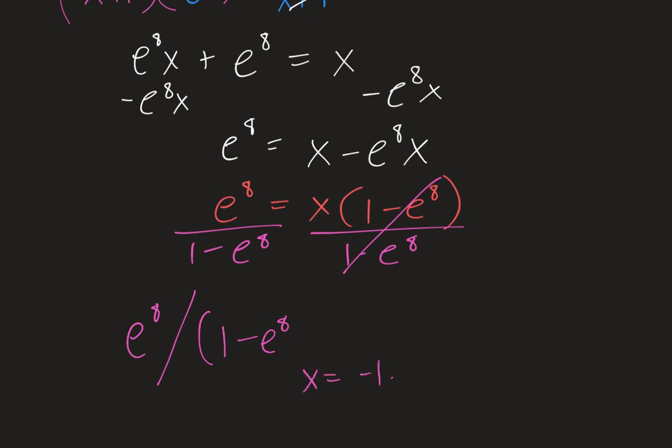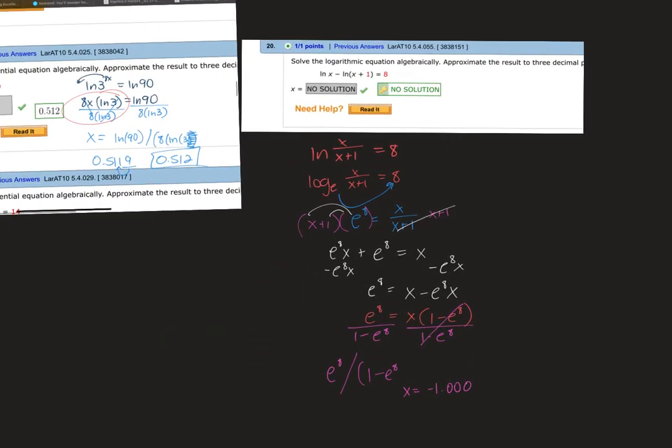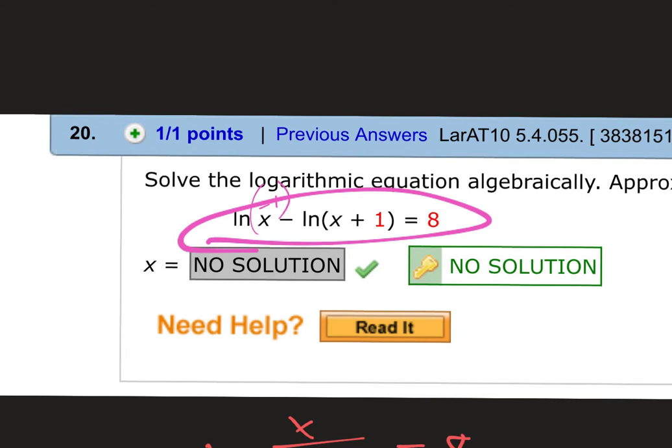And I get negative 1.0003. So it's just 1.000. It said to round to what? So then I would check this, right? Because my original equation has a ln in it, which is a log. If I plug in a negative 1 here, I can't do it. I plug in a negative 1 in here, and I still can't do it. So that's why it ends up being no solution.